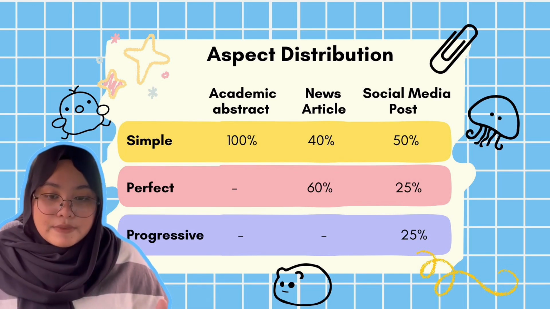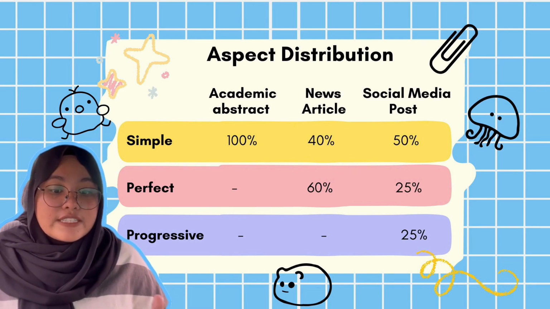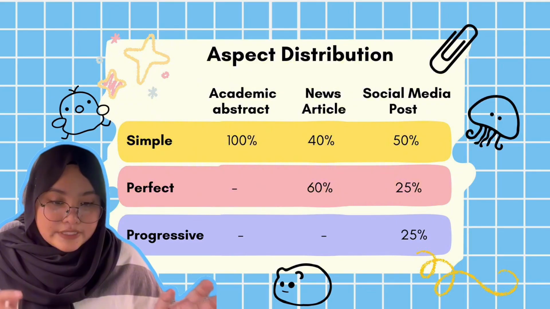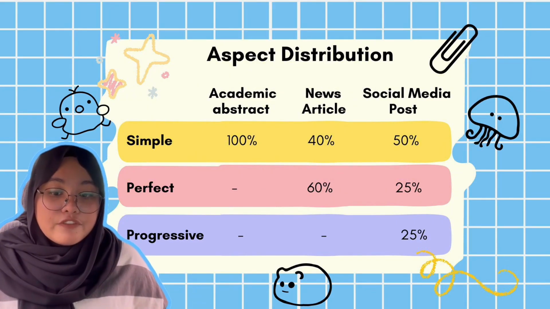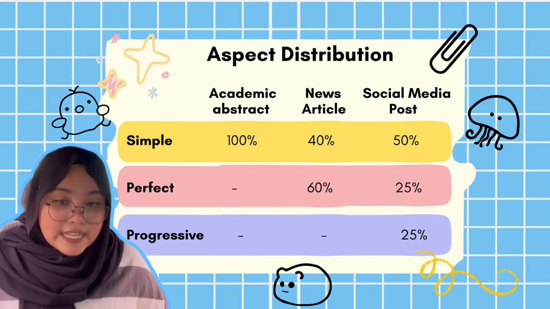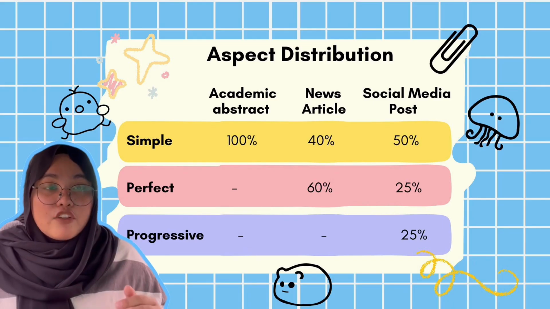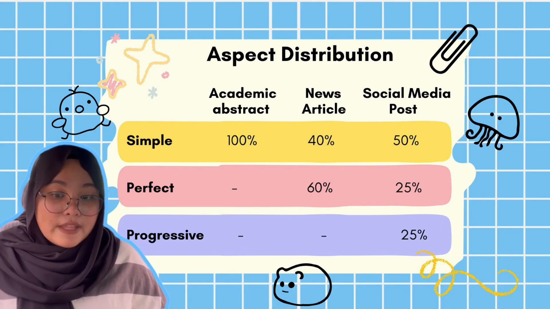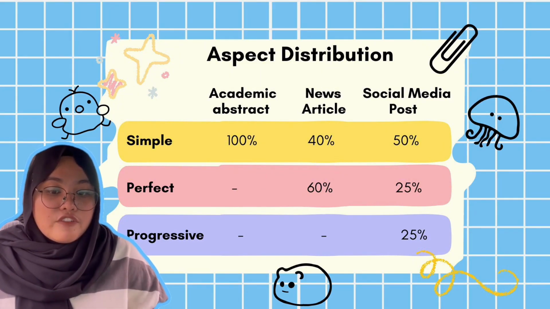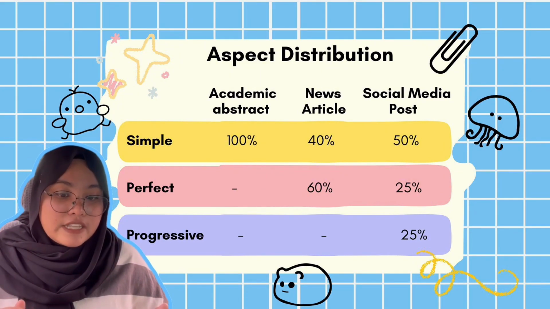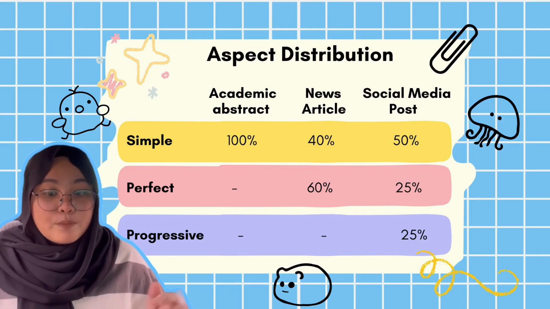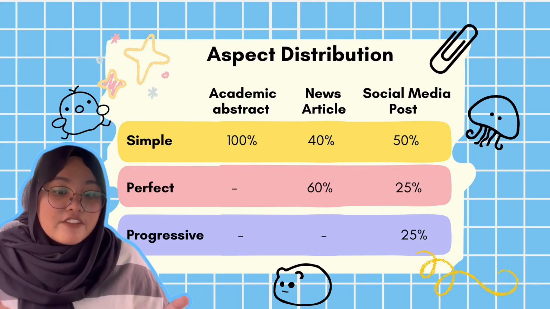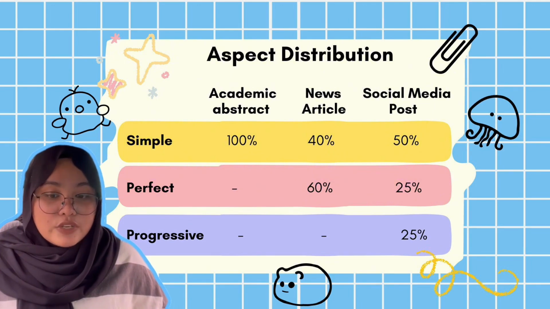The academic abstract exclusively uses the simple aspect, 100%, reflecting a preference for presenting facts directly and efficiently. This reinforces authority and formality. The news article favors the perfect aspect, 60%, which connects past events to their present consequences, an effective strategy for reporting developing situations.